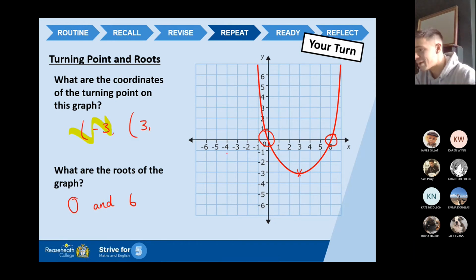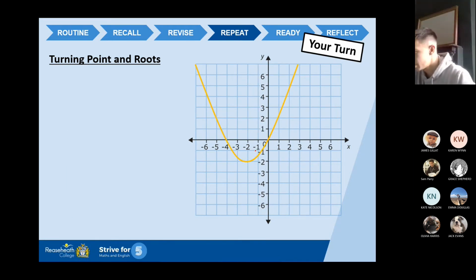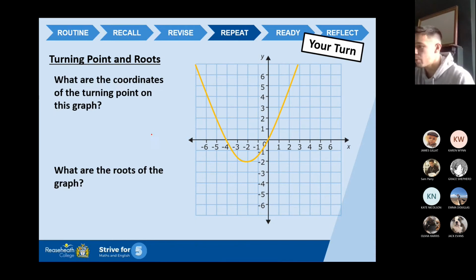3 and then down to minus 3. Okay? 3, minus 3. Next one. Start with the roots. So minus 4 and 0. So nice and easy. Even if it goes through this point here, that's 0.